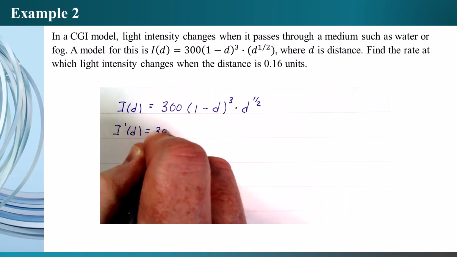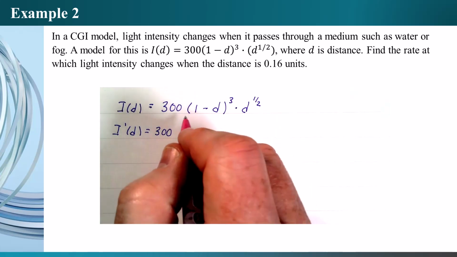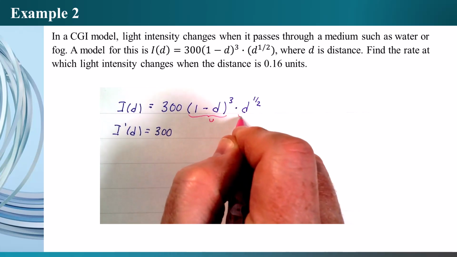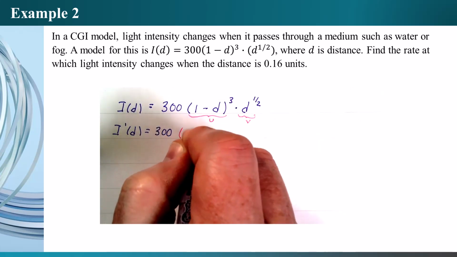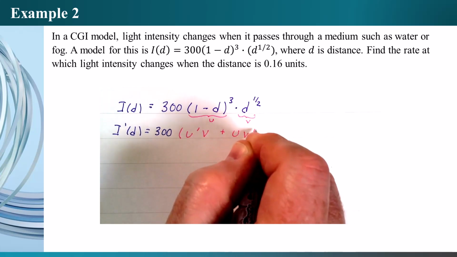Now here we have a constant times a function, so I'm just going to leave the constant here. I'm going to write this 300 down. Now notice that we have a product, and I'll call this first part u and the second part v. And so when we think about the product rule, we know that this will be u prime times v plus u times v prime.